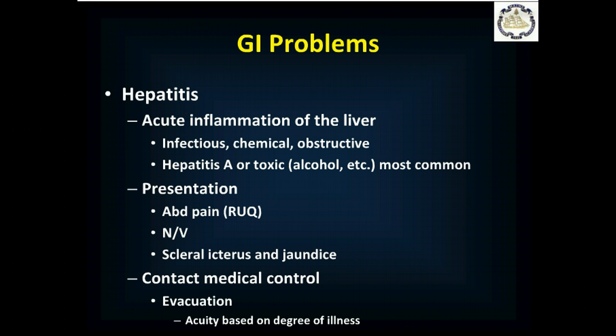The typical presentation would be abdominal pain in the right upper quadrant, nausea and vomiting, and then the whites of the eyes turn yellow, and that happens early, and then the skin turns yellow, and that's called scleral icterus and jaundice. So what do you do for these patients? Well, it depends on how sick they are. You contact medical control, and if they're very sick, they may need to be evacuated.